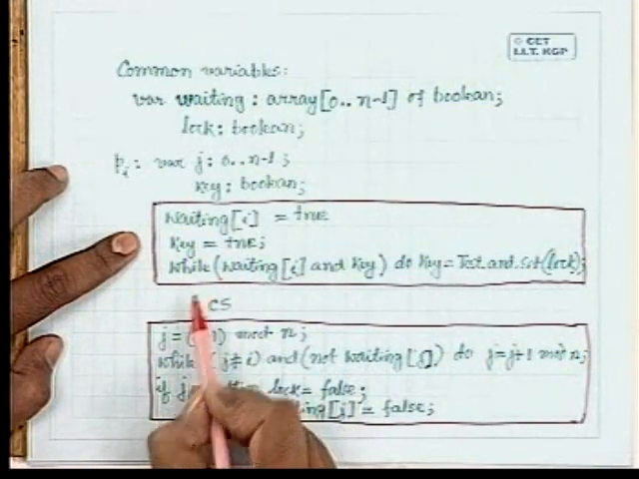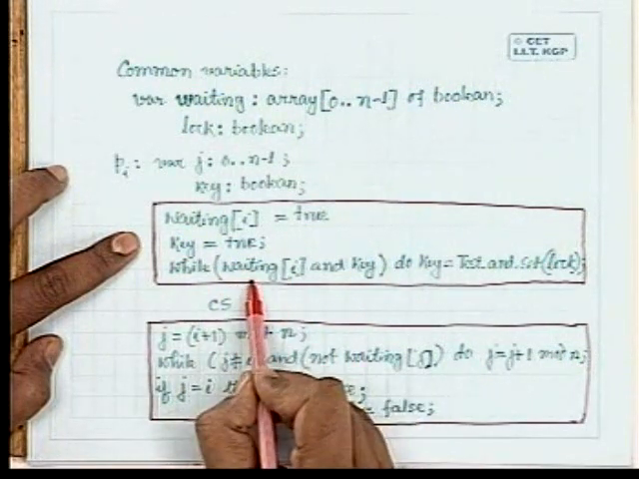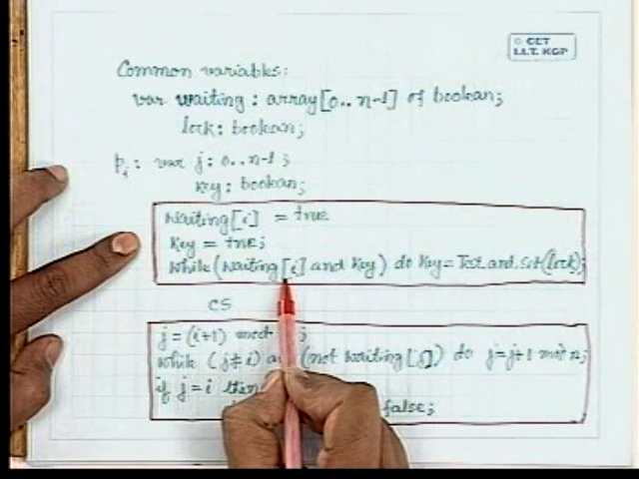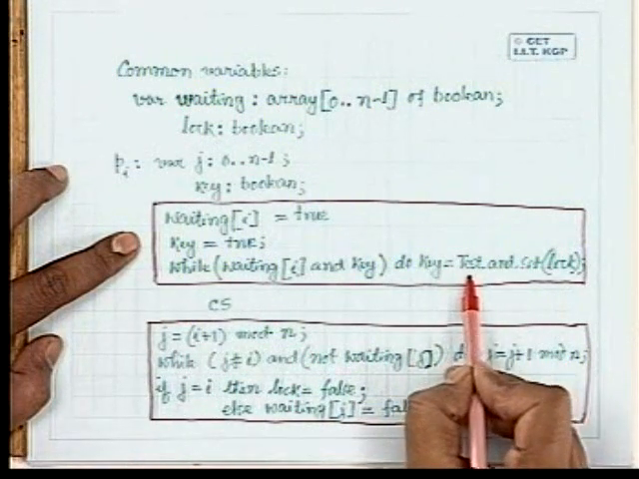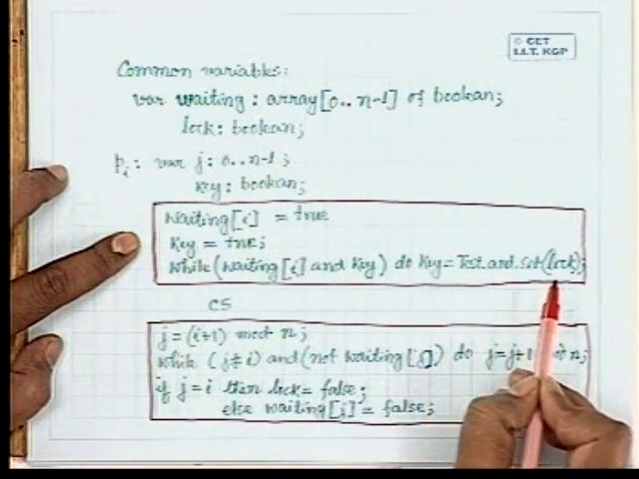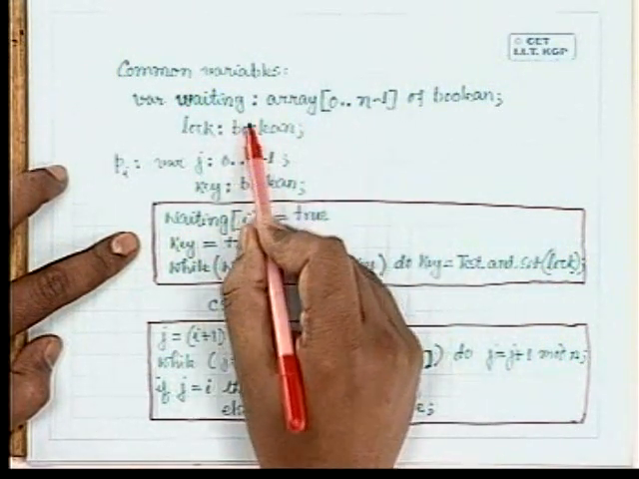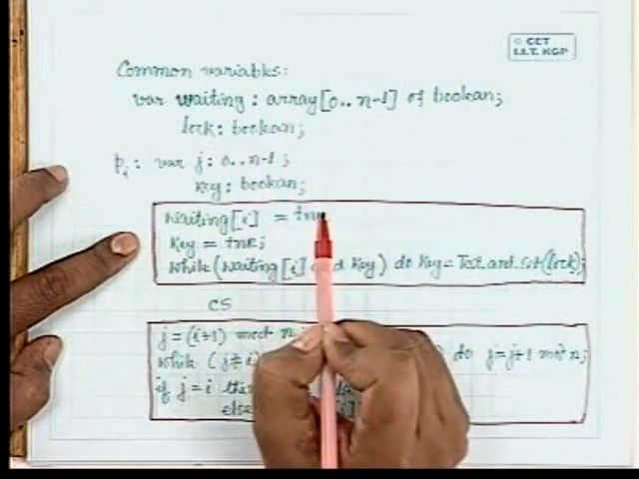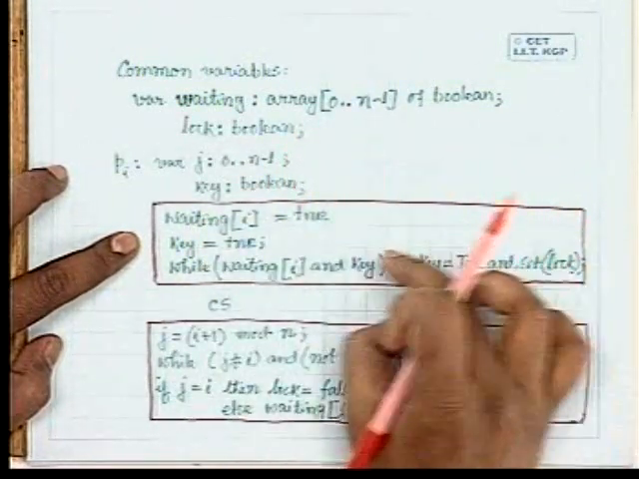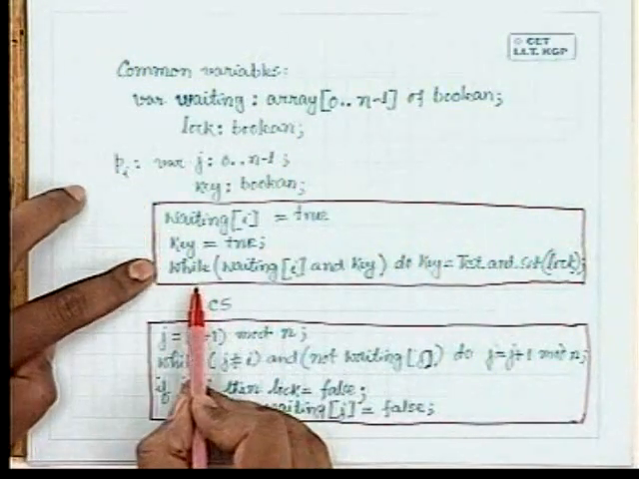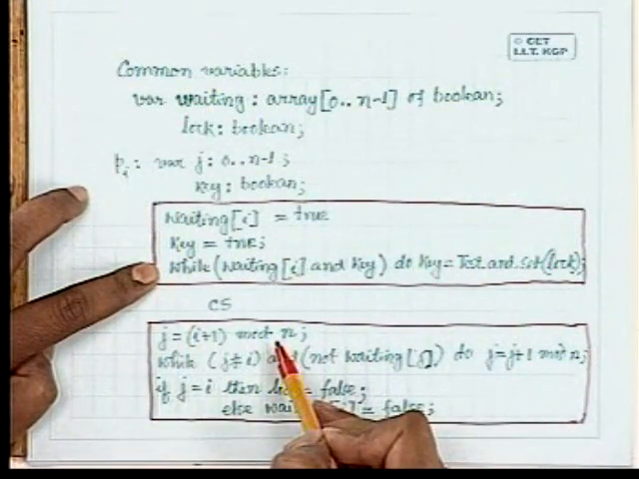So after setting waiting[i] equal to true, process Pi sets its own local variable key also to true. Then it executes this while loop. In the while loop, it checks while waiting[i] and key, then it executes the statement key = test and set(lock). Initially, all the elements of the array waiting and the variable lock are set to false. So I can have a situation that a number of processes will wait in this while loop to see whether they can enter the critical section or not.